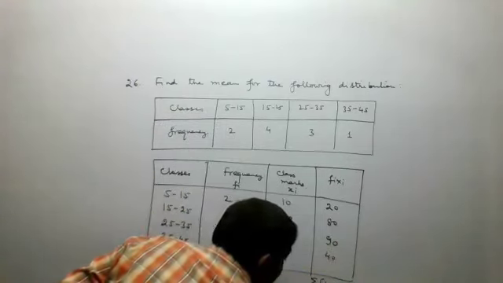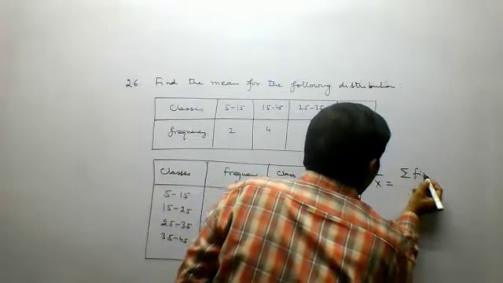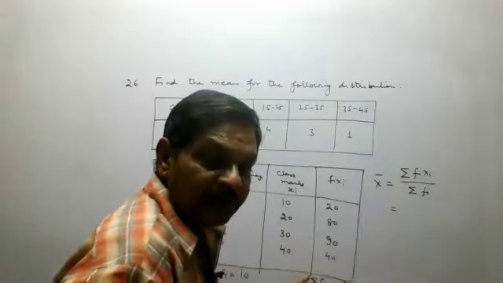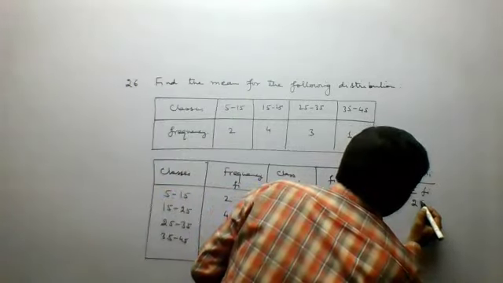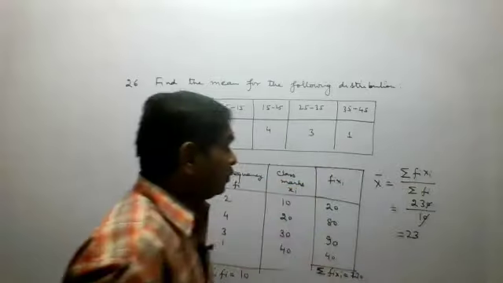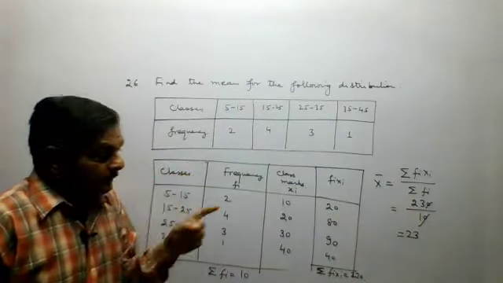Now we have the formula that X bar, that is mean, is equal to sigma Fi Xi upon sigma Fi. Put these values. This we can write above. That is sigma Fi Xi is 230. Sigma Fi is 10. 0 and 0 are cancelled. So the mean is 23. So the mean of the given distribution is 23.